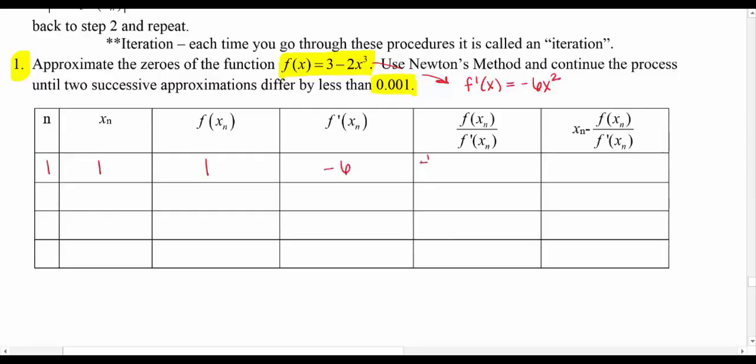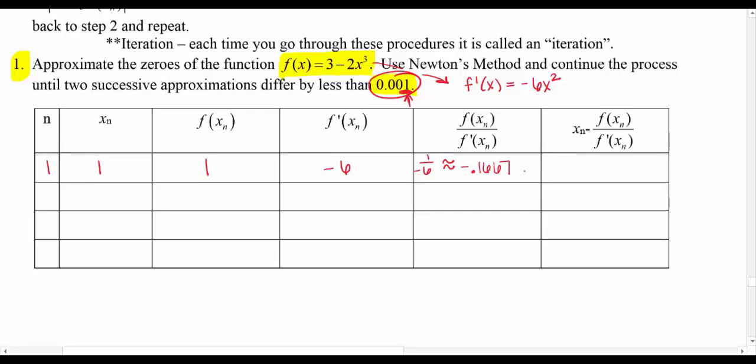If I divide these, I get 1 divided by negative 6, but I'm going to need the decimal because, again, I want to make sure that I'm less than 1/1000th in the end, so I want to see these as decimals. So basically, if I want to be accurate to that third decimal, which is what they're trying to suggest here, then I want to go out to 4 decimals in my work. So if I divide that, I should get negative 0.1667.